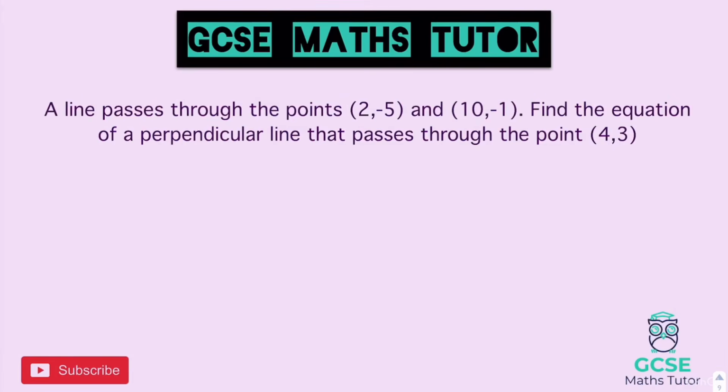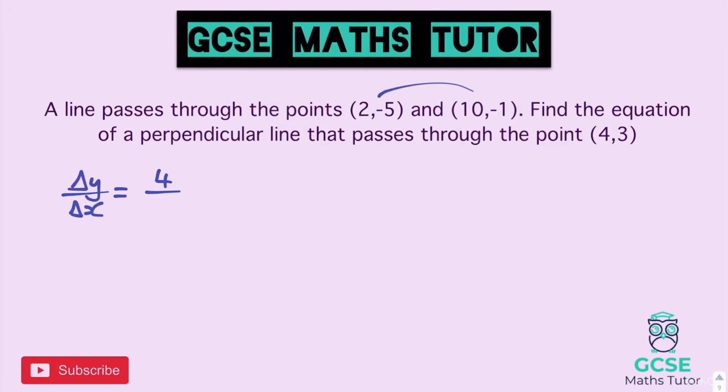Okay, so a line passes through these 2 points. So let's start off by finding the gradient. So change in y over the change in x. So the change in y goes from negative 5 to negative 1, and that is a positive 4. It's going up 4 from negative 5 to negative 1.